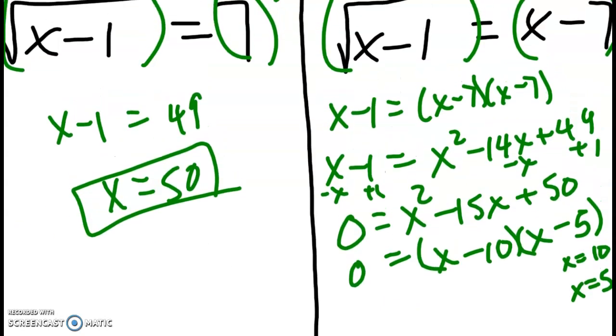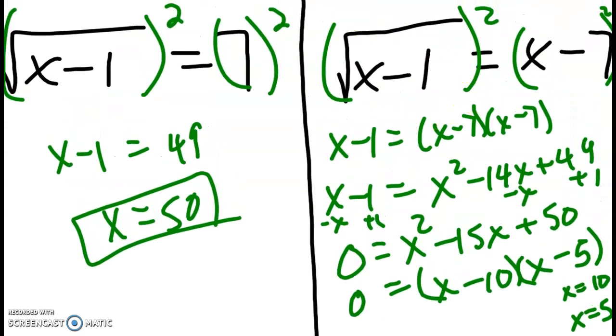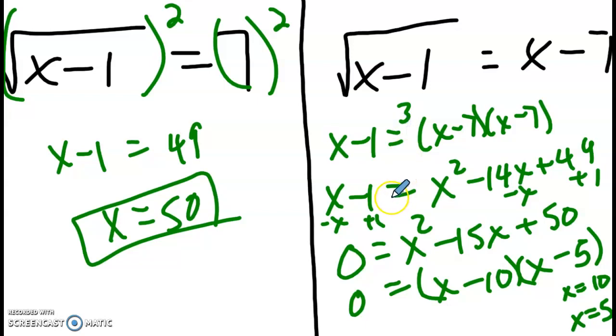Great, let's check them out and see if they work. My original equation was square root of x minus 1 equals x minus 7. When I put 10 in, I get 10 minus 1 is 9, square root of 9 is 3. When I put 10 in here, 10 minus 7 is 3. Great, the left side does equal the right side when I replace x with 10. Let's try it with 5. 5 minus 1 is 4. Square root of 4 is 2. 5 minus 7 is negative 2.